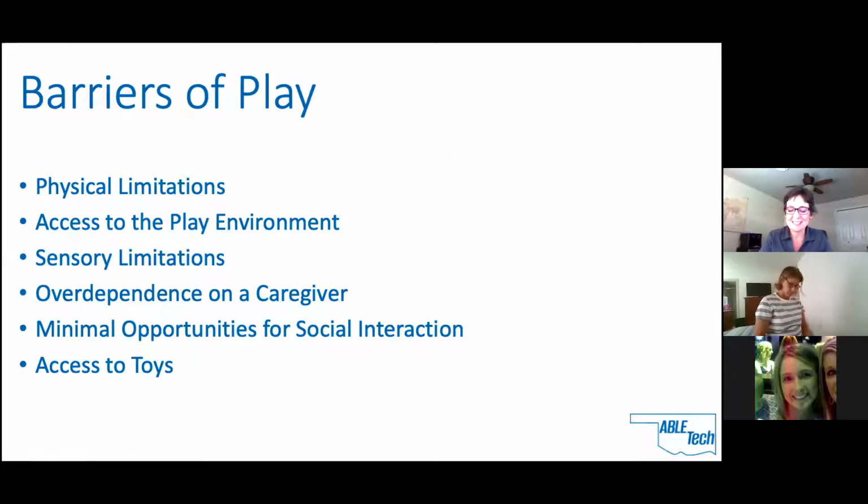So then you have minimal opportunities for social interaction. They're isolated or, you know, they don't have the means to get out and about for social interaction, or they're immunocompromised and they just cannot be around other people. And then access to toys, just simple things like that.